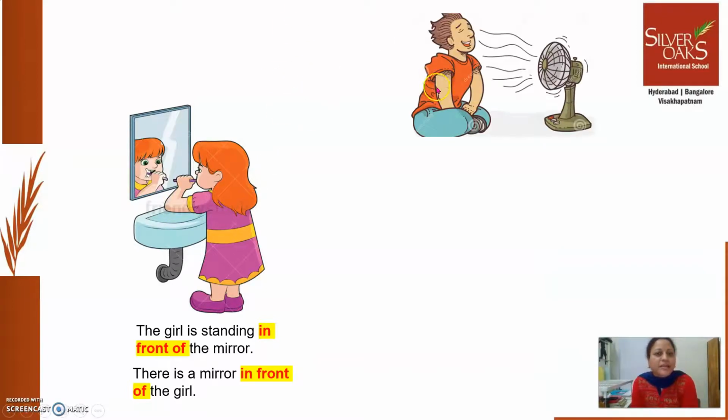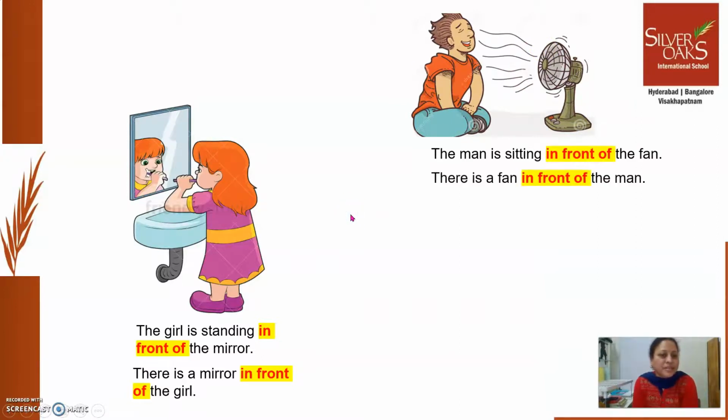So where is the man? The man is sitting in front of the fan. Right? Or you can also say there is a fan in front of the man. Right? There is a fan in front of the man. The man is sitting in front of the fan.